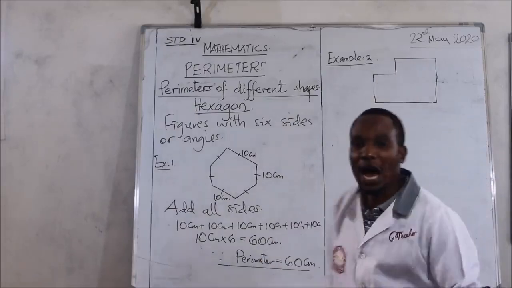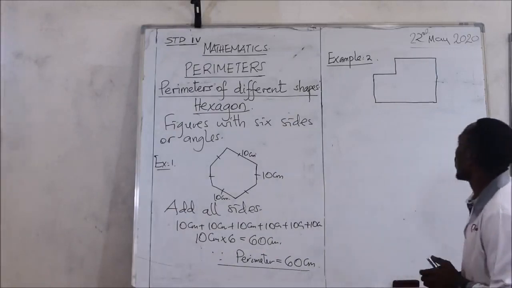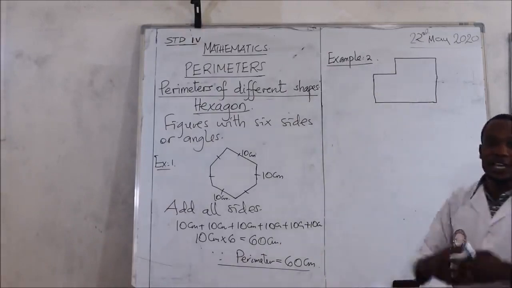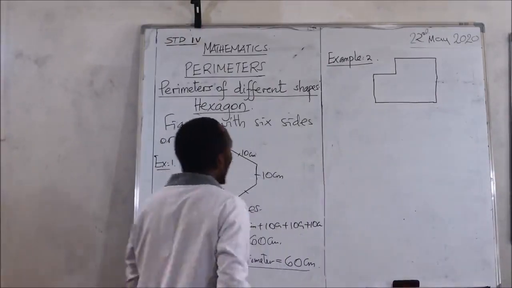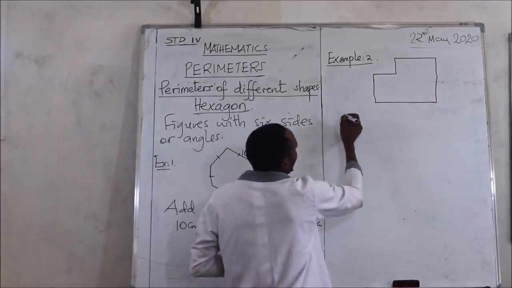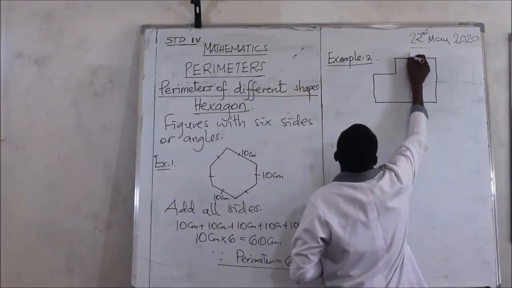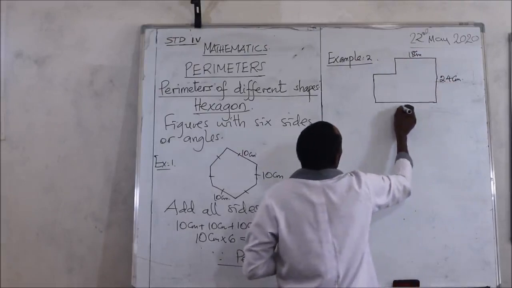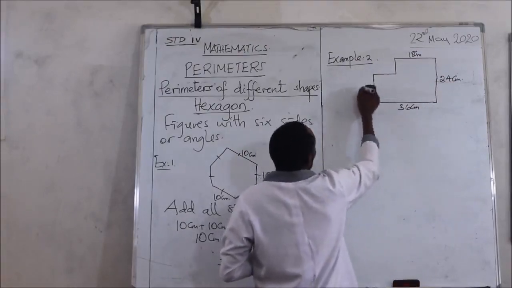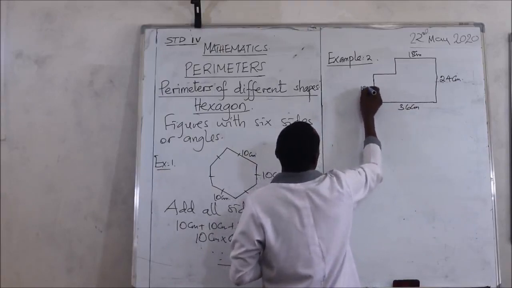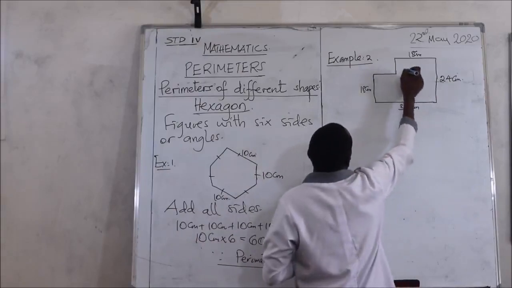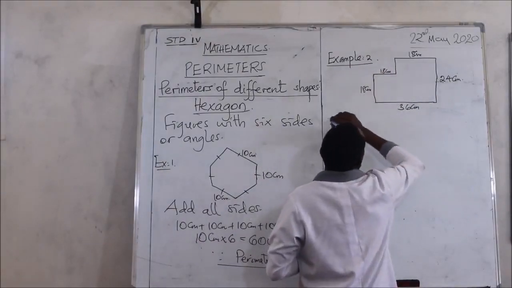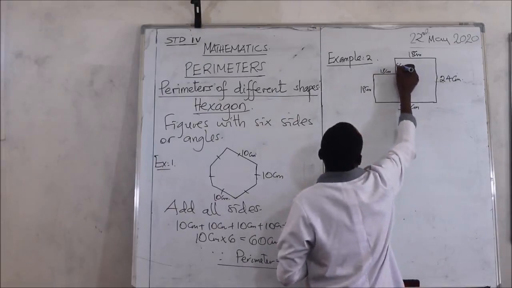So now let's look at this one. How do we calculate the perimeter of this figure? The formula is to add all sides. First of all, count the sides and also look at the number on each side. Now, to calculate the perimeter, I've been given, let's say, 18 centimeters, 24 centimeters, 6 centimeters. Here I've been given 18 centimeters, also here 18 centimeters, and here 36 centimeters.